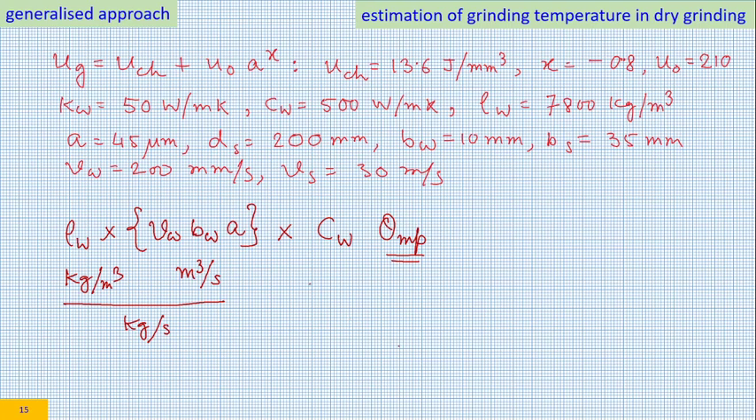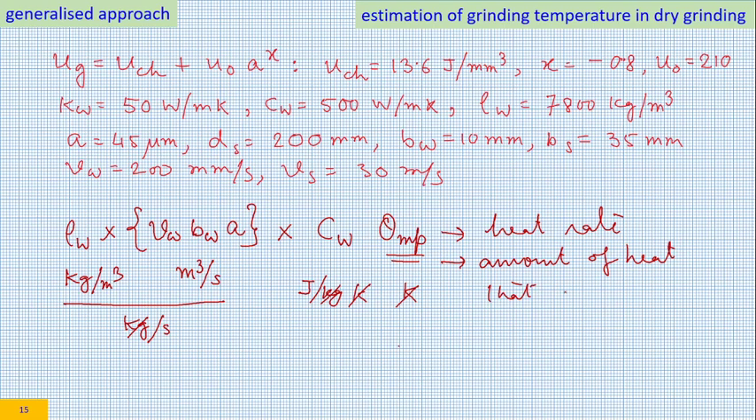This is joule per kg per degree Kelvin, and this is degree Kelvin. So this degree Kelvin cancels out, this kg and this kg cancel out. So this is basically a heat rate. What is this heat rate? This heat rate is the amount of heat that the chip can take away.